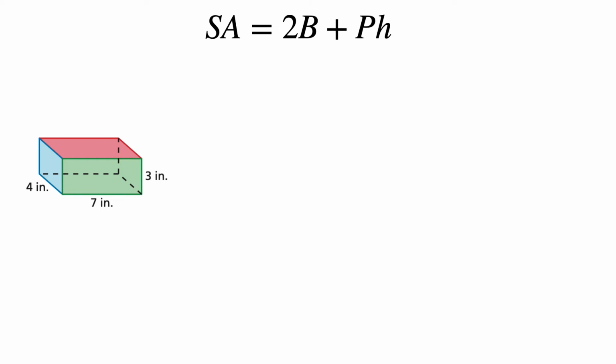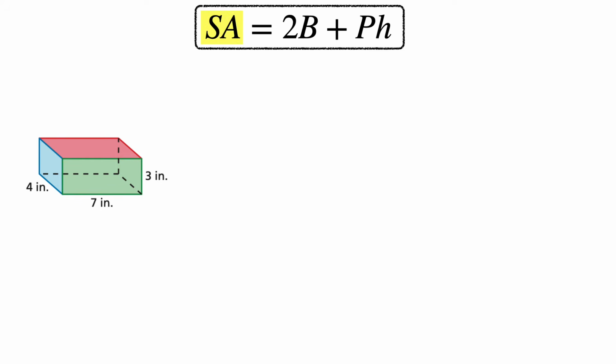Another way to find the surface area of this rectangular prism is to use a formula. Now this might look a little complicated to you, but I'm going to break it down so that you can see how this formula might be faster than drawing a net, then finding the areas of all the faces in that net, and then adding those areas together.